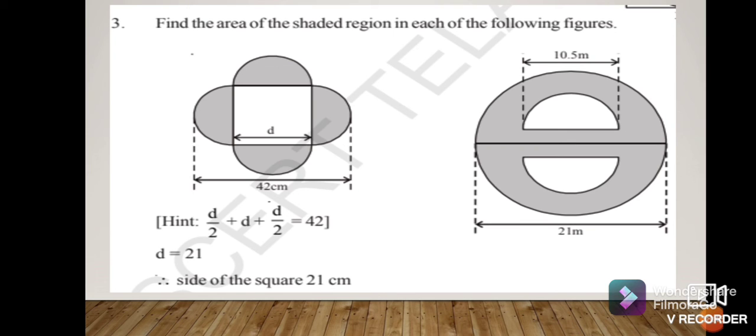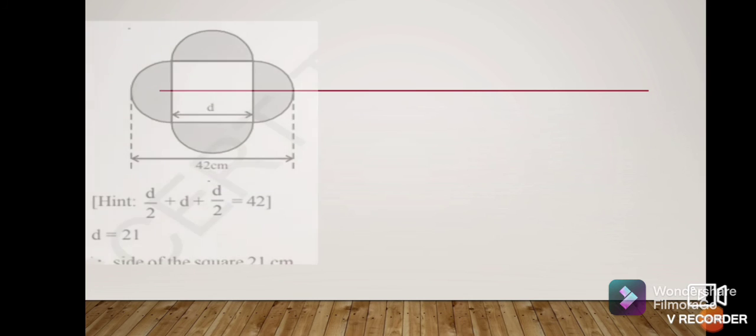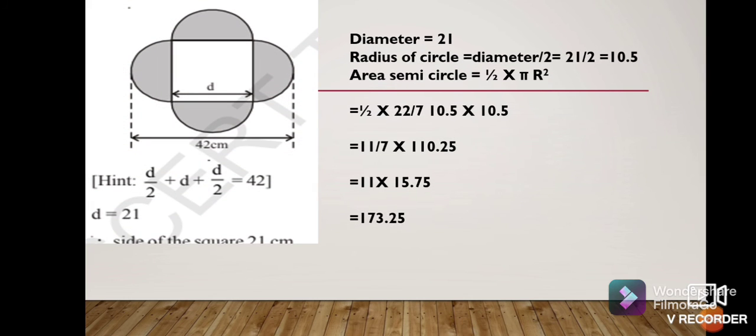Okay. Now let us see the solution of this first figure. Now see this, diameter is 21, so radius of the circle is simply diameter by 2, 21 by 2, then we get 10.5. Now we need to get the area of the semicircle. First of all, the first semicircle, that is we know 1 by 2 into pi r square. Area of a full circle is pi r square. Area of the semicircle means half of the circle, simply you can halve it, that is 1 by 2 into pi r square. You can just simply remember like that.